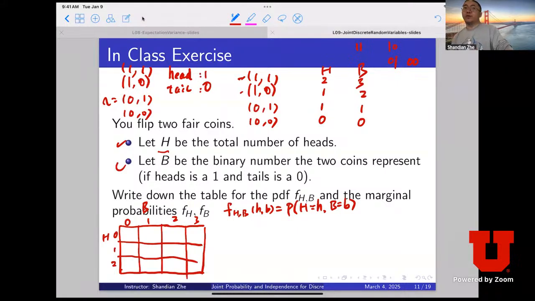Let us just try to fill the numbers. So first, what is the entry at 0, 0? Namely, the joint density function at 0, 0. What's that probability?